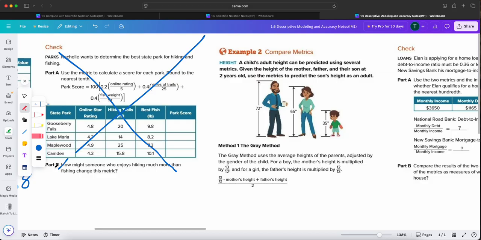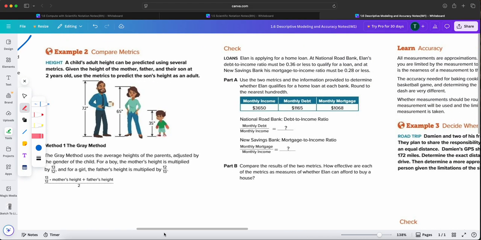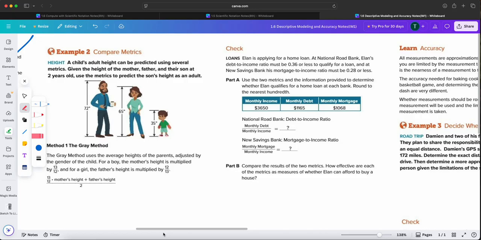So we're going to go ahead and focus on comparing metrics. Here, there are two different methods that you can use to solve this problem. We're dealing with a child's height. It says a child's adult height can be predicted using several metrics. Given the height of the mother, father, and their son at 2 years old, use the metrics to predict the son's height as an adult.